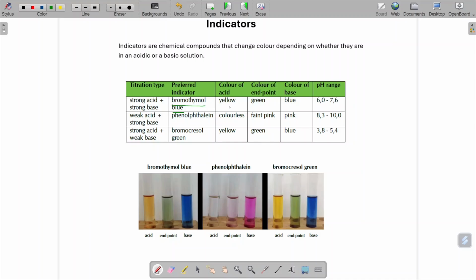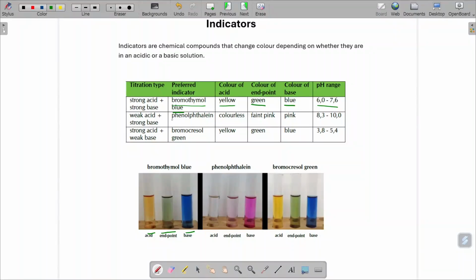This gives us a very definite color change. In the acid, bromothymol blue is yellow. In a base, bromothymol blue is blue. And at the equivalence point, bromothymol blue is green. And so when we have a strong acid and a strong base, where the equivalence point is near the neutral pH, we will use the indicator bromothymol blue. In this example here, this shows us the colors. There's the color in acid, there's the color in base. And if you have equal amounts of yellow and blue, that makes green, which tells us that at the equivalence point, bromothymol blue will be green.